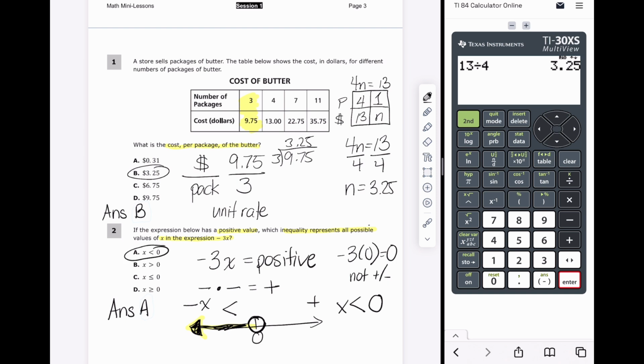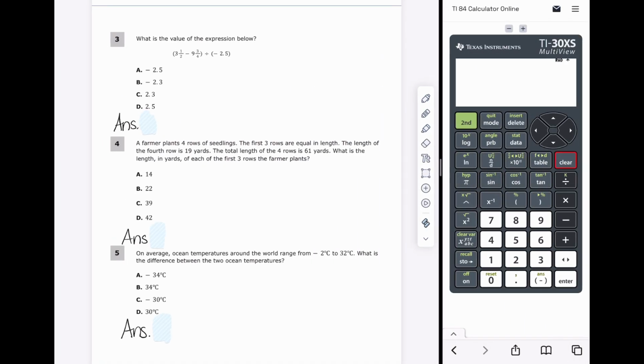All right, hit pause and jot this down into your notes. Let's look at 3, 4, and 5. The answers are D, A, and B. Check off in your work. And stay here if you need to go over any of them.